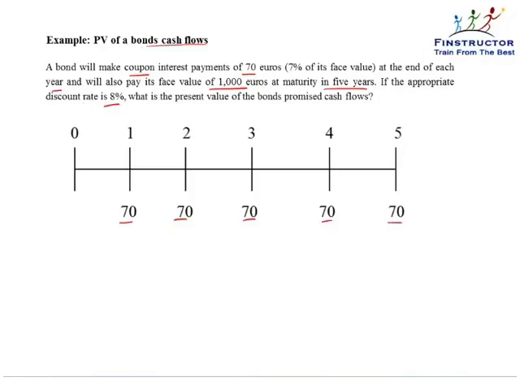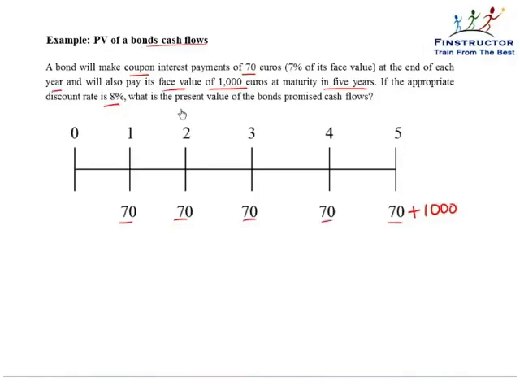And at the end of 5 years, it will also pay its face value. This face value is also called par value or principal at maturity. So at maturity, or at t equal to 5, we not only get the 70 of coupon, but we also get the $1,000 of face value. We'll study more in the review on fixed income securities. Right now, let's just understand the time value part of it.